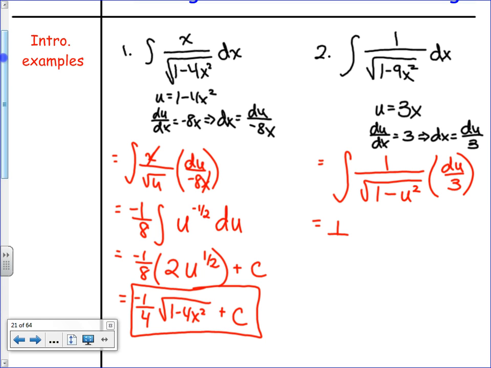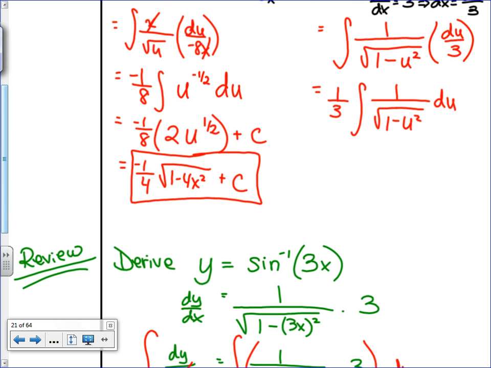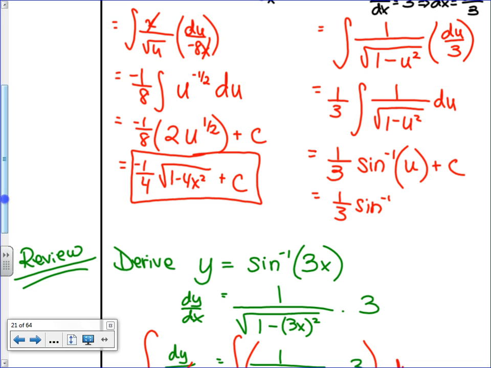Hopefully just a second ago I made you recall the inverse trig formulas, and so when you see 1 over the square root of 1 minus u squared du, it's like 1 over square root of 1 minus u squared times u prime, which takes us back to where? Takes us back to where? Inverse sine. Arc sine, inverse sine, both the same deal, of u plus c equals 1/3 sine inverse of 3x plus c.